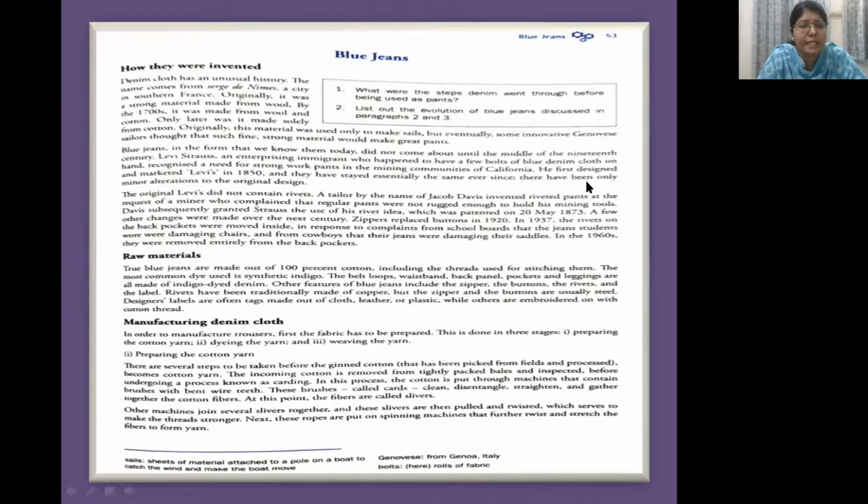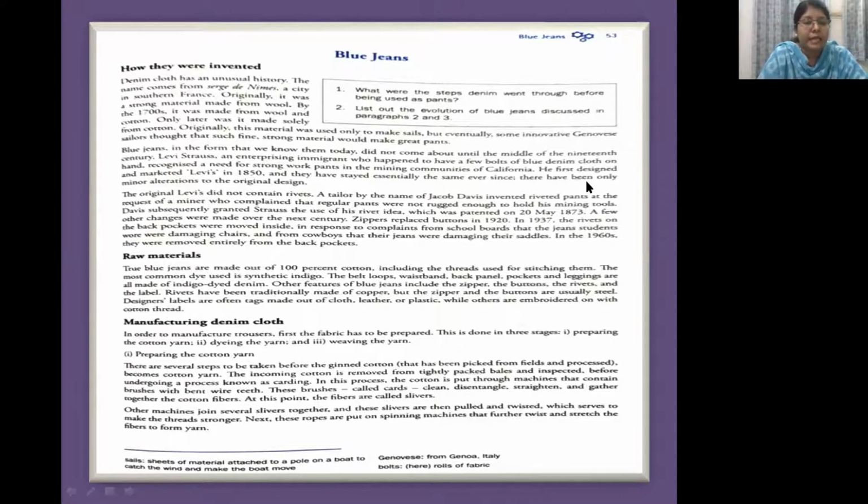The most common dye used is synthetic indigo. The belt loops, waistband, back panel, pockets, and leggings are all made of indigo dyed denim. Other features of blue jeans include the zipper, the buttons, the rivets, and the label. Rivets have been traditionally made of copper, but the zipper and the buttons are usually steel.